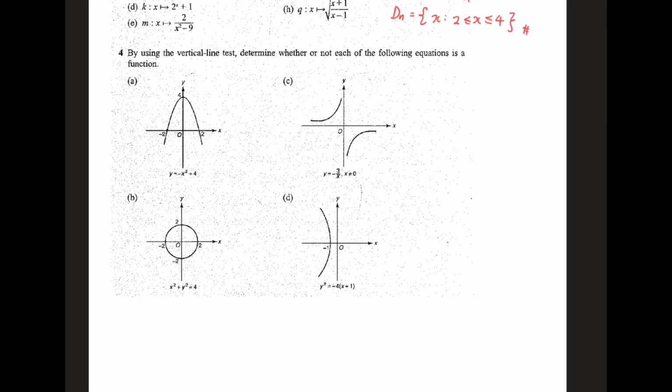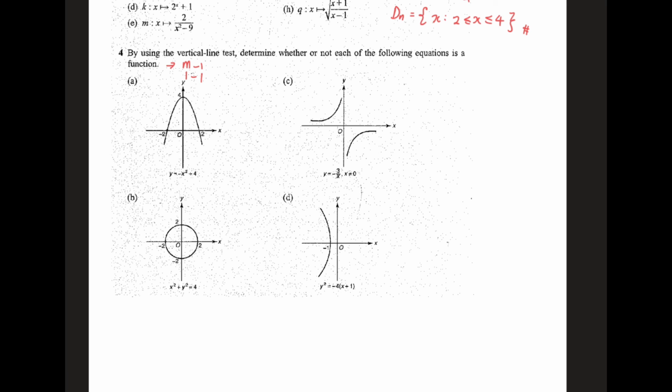Okay, so another quick highlight for question 4 here. By using the vertical line test, determine whether or not each of the following equations is a function. So how are we going to do this? First of all, you need to know functions are many to 1 or 1 to 1. Their relationships are many to 1 relation or 1 to 1 relation.